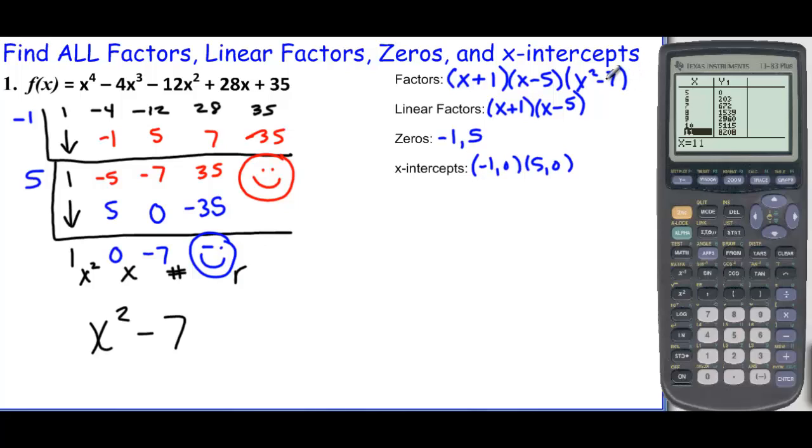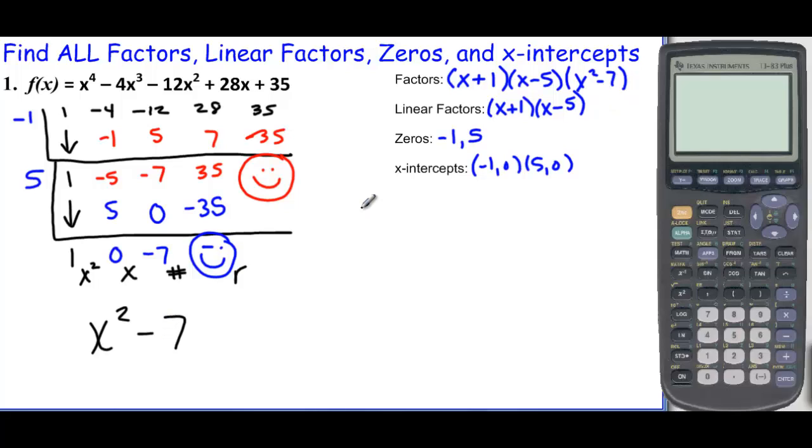Now that is not a linear factor because it's x squared. If I actually graph this, I would get the graph of a parabola. So I can't write that down here. But we are going to have to end up having 4 linear factors because we're going to have 4 zeros. So I'm going to get to this part in a second.